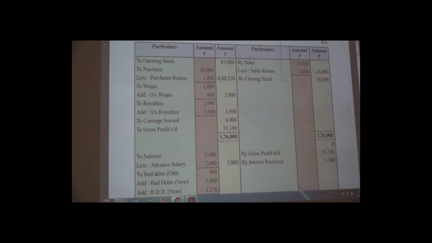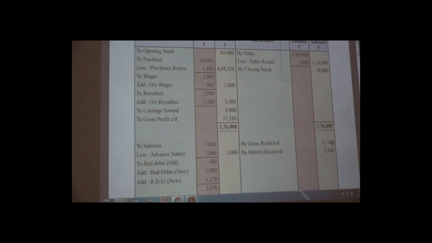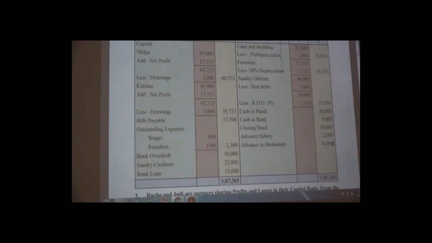Now next item, sundry creditors. Now creditors, this is a liability for the business. So come to the liability side, come to the balance sheet. On the liability side, record this item, sundry creditors, by rupees 22,000. Okay. Then see in the question, our next item is bank loan. Again, bank loan is a liability for the business. That's why I write it on the balance sheet, liability side, bank loan 15,000.